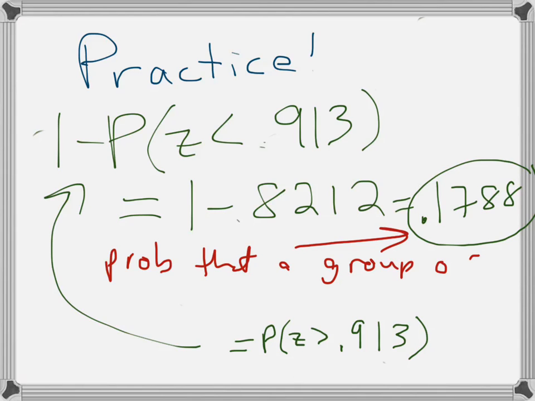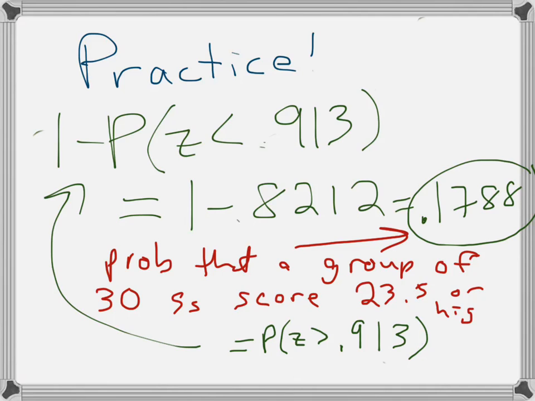of 30 randomly selected students score 23.5 or higher. Wow, I'm having troubles writing today, people. My apologies. All right, let's take a look at one more problem.